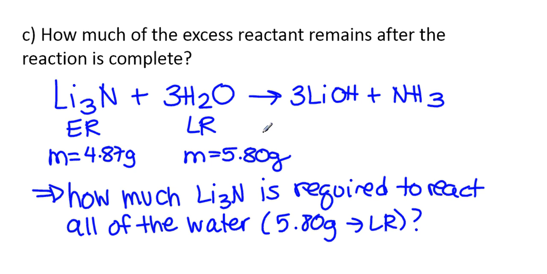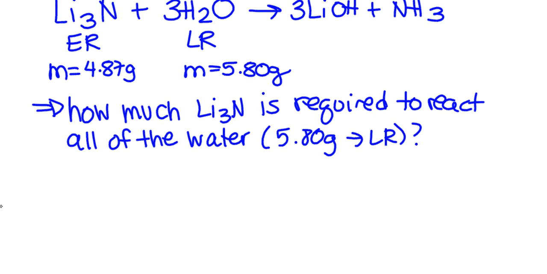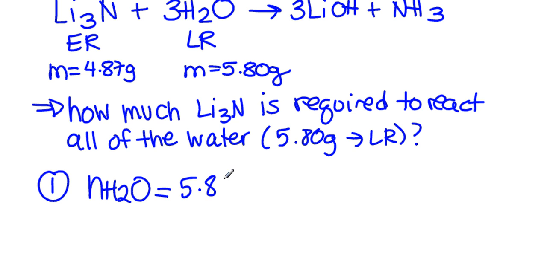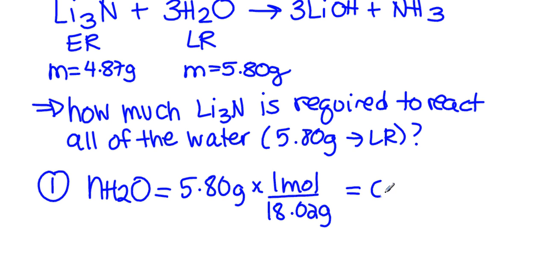First, how many moles of water do we have? 5.80 grams times 1 mole, and we get 18.02 grams for the molar mass. And this is about 0.322 moles. This is the same calculation that we did in the first part of the question, so you could even just copy that answer in there if you wanted.